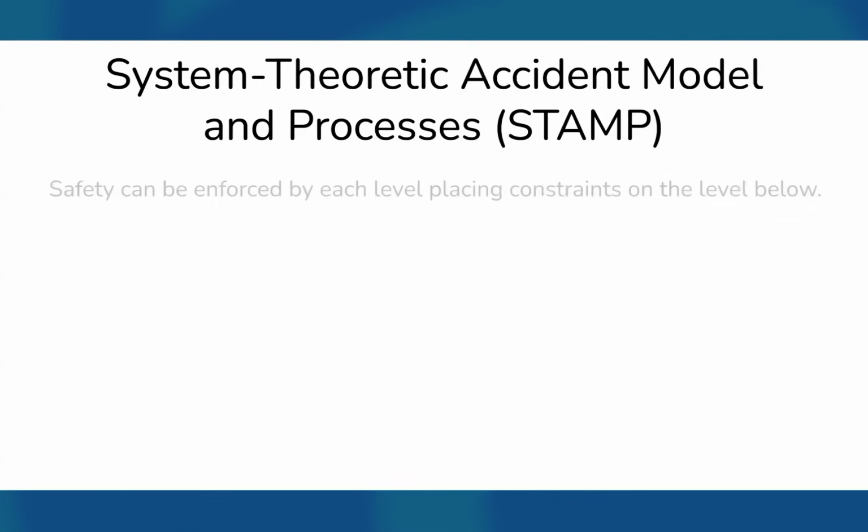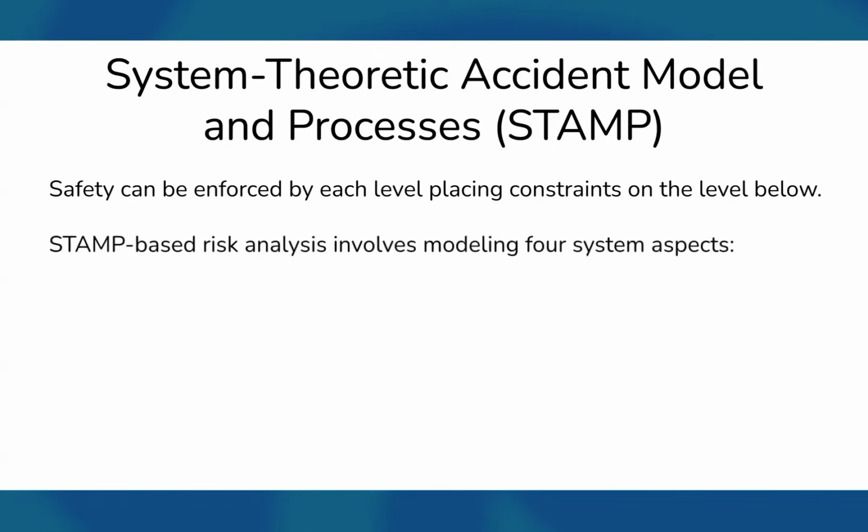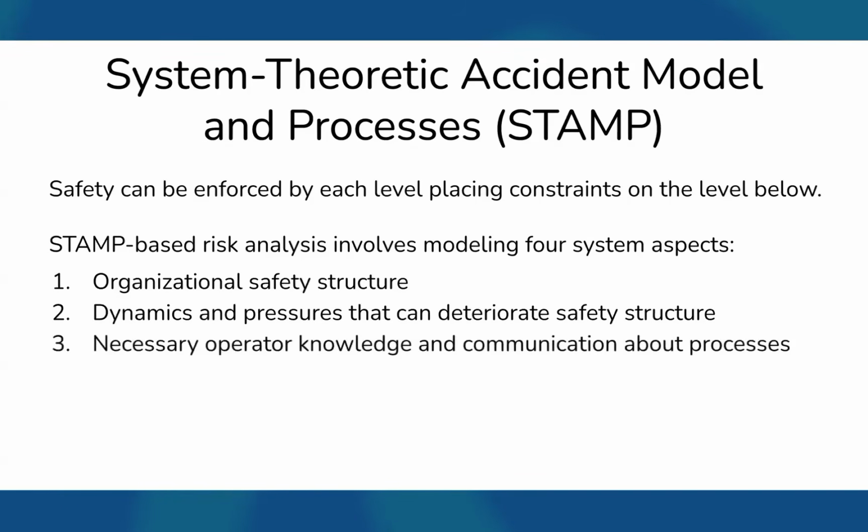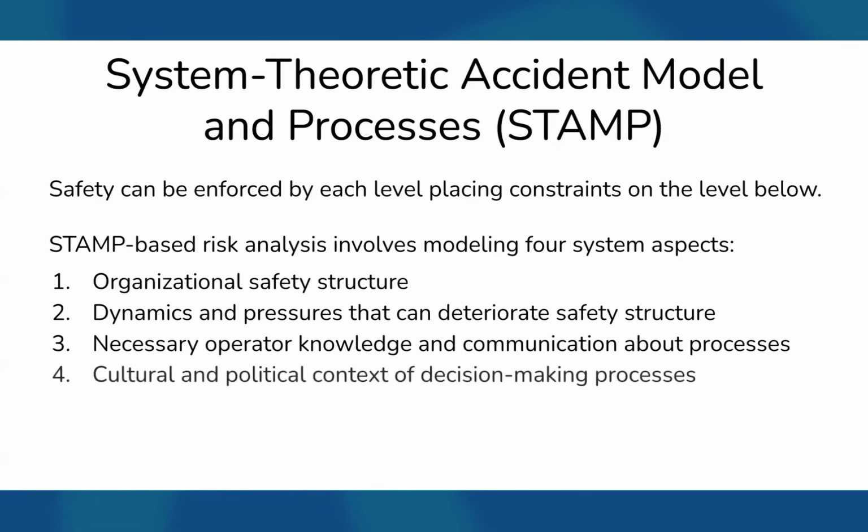STAMP also says that safety can be enforced with each level placing constraints on the level below. This is an approach of controlling complex systems in a top-down way. STAMP-based risk analysis involves modeling four system aspects: the organizational safety culture, the dynamics and pressures that can deteriorate safety culture, the necessary operator knowledge and communication about processes, and the cultural and political context of decision-making processes.